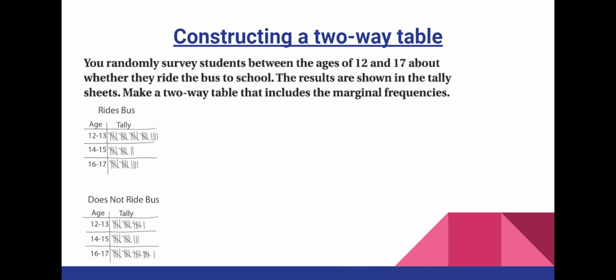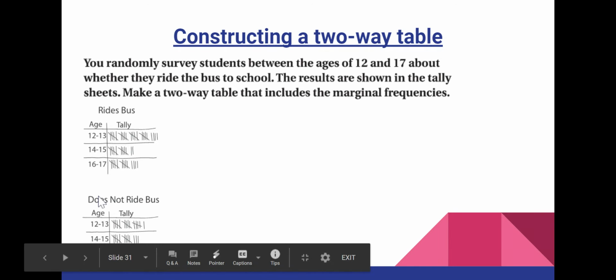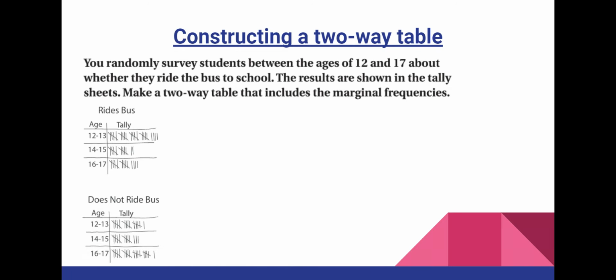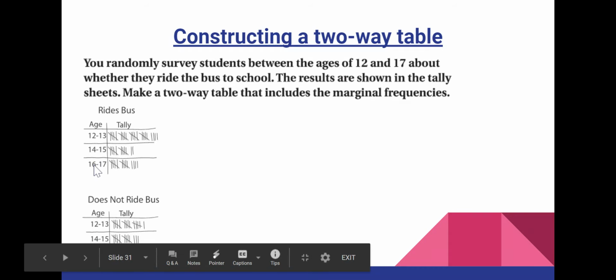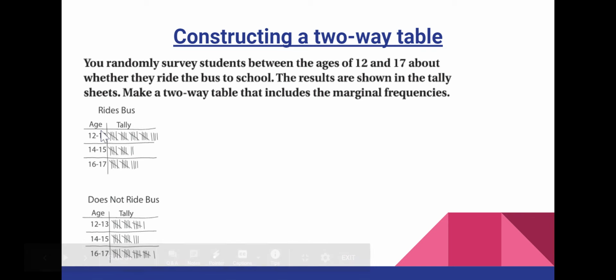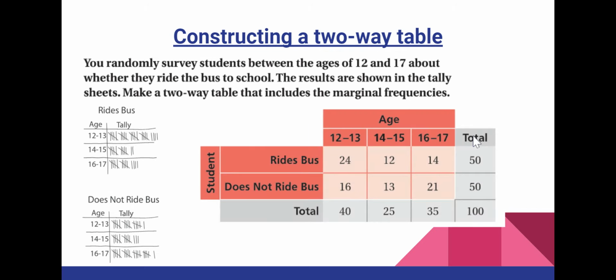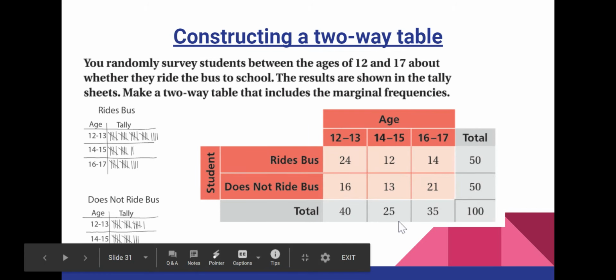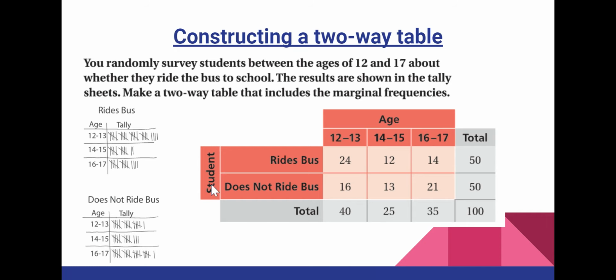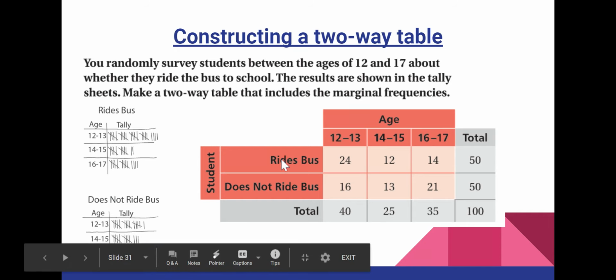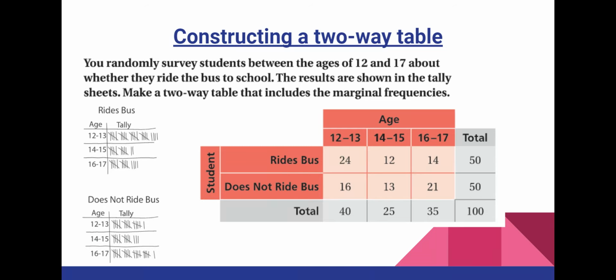We should have two categories. The first category is whether they ride the bus or do not ride the bus, and those are going to be the rows. And the second category will be the age. The subcategories under the age are the age groups, which are 3 subcategories. Then we count all these tally marks and put them in the table. And since they need the marginal frequencies, I need to add the total column and row. So the first category is age, and the subcategories are the age groups. The second category is the number of students who ride the bus or do not ride the bus.